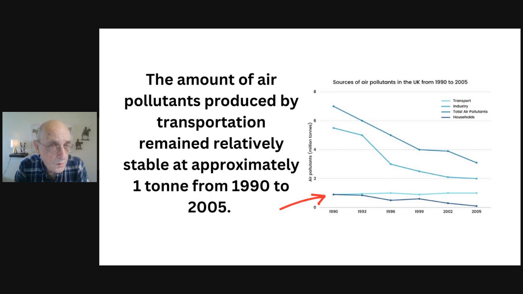The amount of air pollutants produced by transportation, passive present, remained relatively stable. Again, now we're using the simple past, at approximately 1 ton from 1990 to 2005. So we're using the appropriate prepositions to describe a change. We just put it all together. And this is something that you can do with success if you keep it simple and focus on learning what's most appropriate and useful for writing task 1.